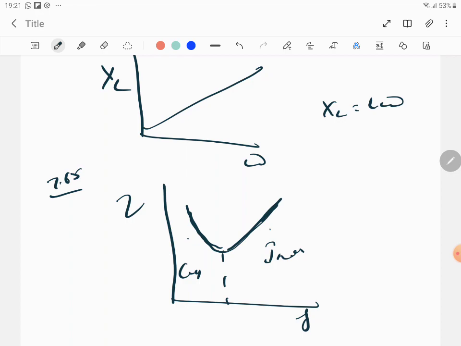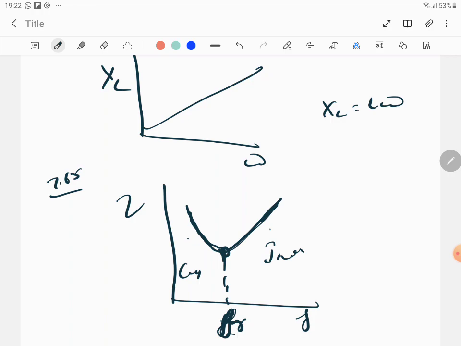You agree with me? This is the point at which impedance Z is minimum, which stands for it being purely resistive. What have they given? F is equal to FR, at resonance. At resonance, the resistance cannot be in the graph, so obviously it will be the resonance frequency. Okay, so this is the graph.